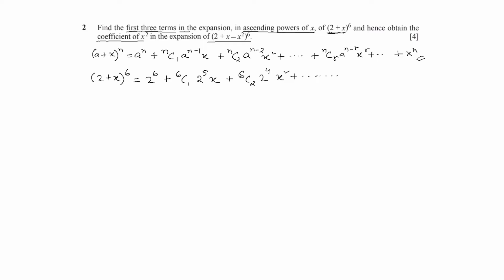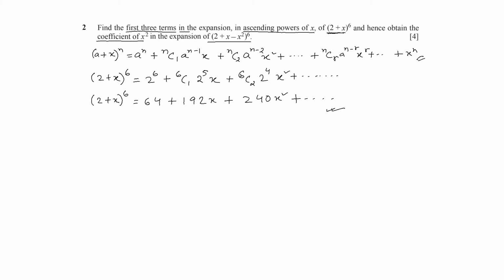So (2 + x)^6 is 64, as 2^6 is 64. 6C1 is 6, and 2^5 is 32. 6 times 32 is 192 times x. Then 6C2 is 15. 2^4 is 16. 15 times 16 is 240, and then x squared plus dot dot dot. So we have solved the first part of our question. Now let's move on to the next part of this question.